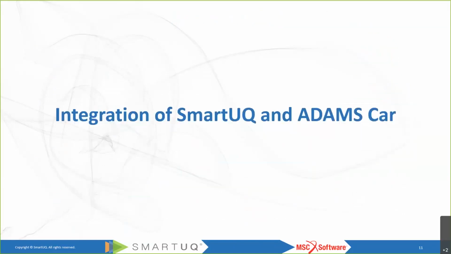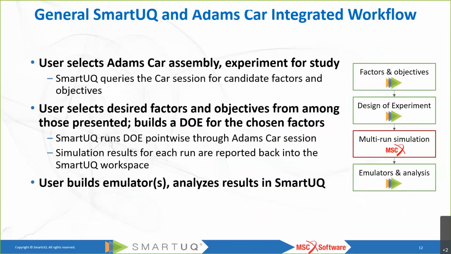So now I'd like to discuss a bit on the integration of SmartUQ and Adams Car, so how you're going to access Adams Car from SmartUQ to execute some of these workflows. Essentially, the process begins with the user selecting the Adams Car assembly and experiment that they'd like to study from within SmartUQ. And then SmartUQ is going to call out and query the Adams Car session for all the available candidate factors and objectives, so all the available inputs and outputs for that experiment.